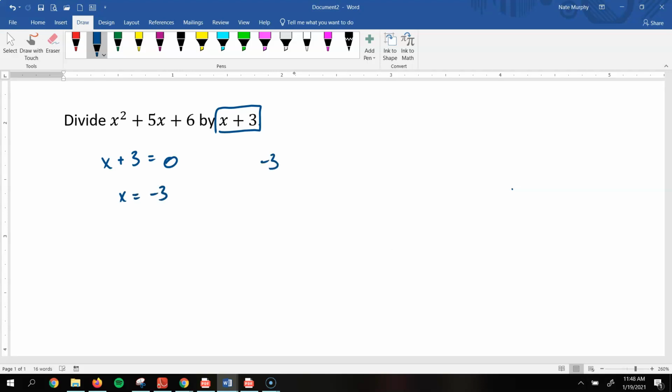So remember that process. We're going to start by putting that negative 3 here. And then we're going to put the coefficients of our dividend, which are 1, 5, and 6. And again, every term is represented, so I don't have to worry about what happens if we are missing one. I'll show you what happens with that in a little bit. Again, our remainder goes down in this box.